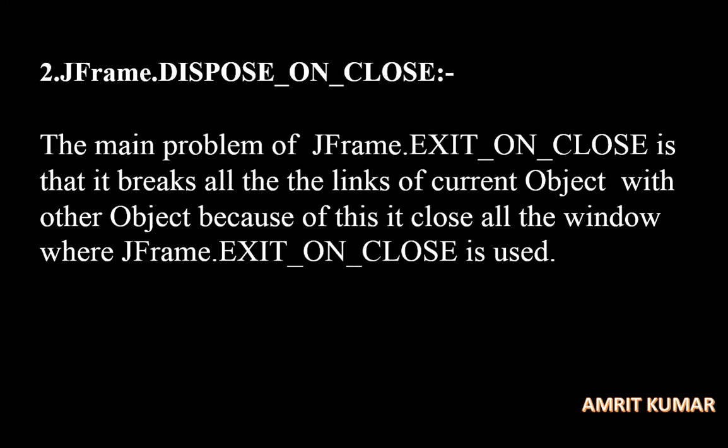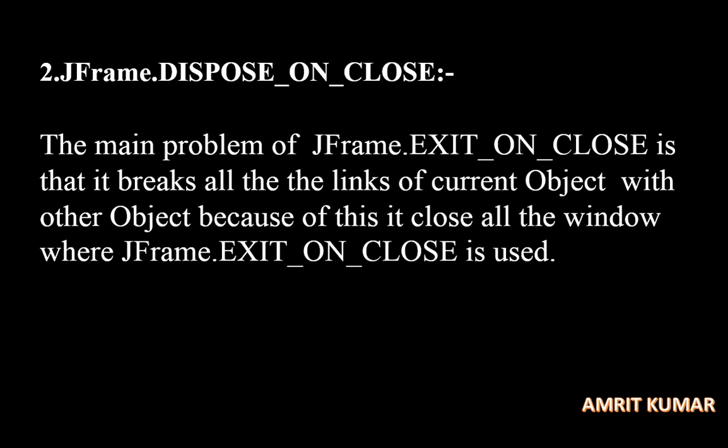Now moving on, the second property of the JFrame class is JFrame.DISPOSE_ON_CLOSE. The main problem with JFrame.EXIT_ON_CLOSE is that it breaks all the links of the current object with the other objects. If the links break, then the functions are not going to perform. Because of this, it closes all the windows where JFrame.EXIT_ON_CLOSE is used. This was the demerit of JFrame.EXIT_ON_CLOSE.